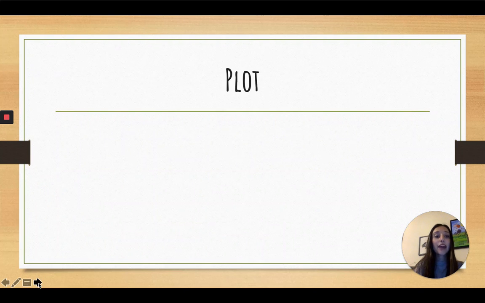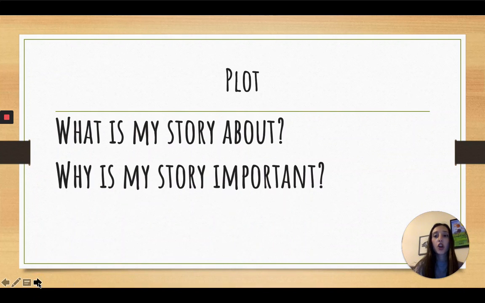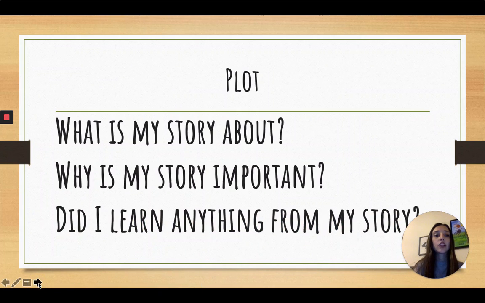And then I have plot. So the plot of the story tells me what is my story about? Why is my story important? And did I learn anything from my story? So as I am reading my book or as I'm listening to a book, I want to make sure that I know what my story is about. Why is it important? And what did I learn from my story? Did I learn something from it?